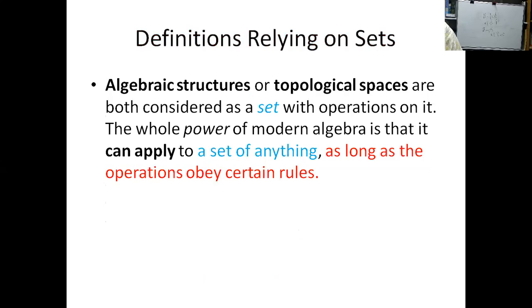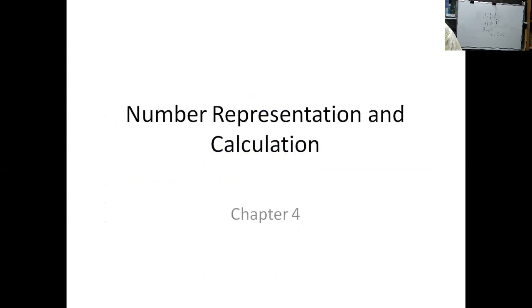An algebraic structure or topological space are both considered a set with operations on them. The whole power of modern algebra is that it can apply to sets of different things, subsets, or whatever, as long as the operation follows the rules.